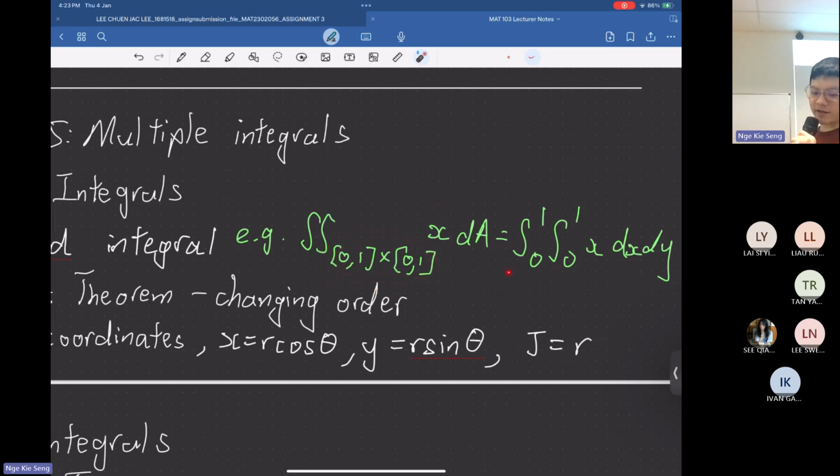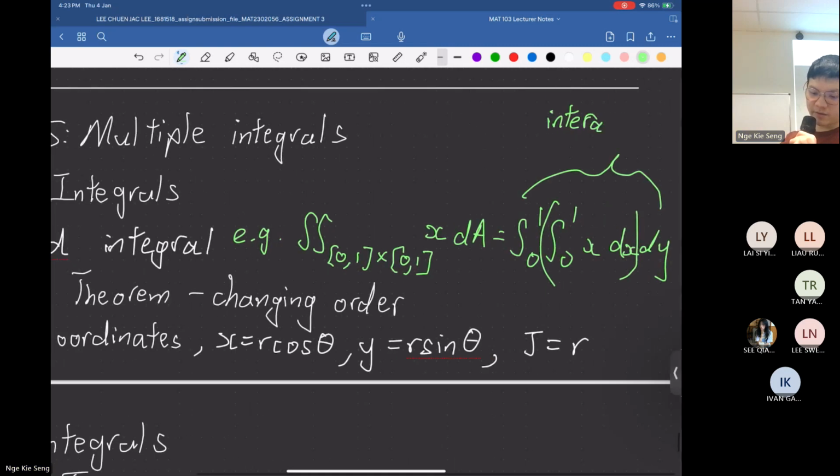So iterated integral means this kind of integral is called iterated. You know what iterated means? You do one time, do again, iterate. Yeah, sure. You do the integral inside first, and then you do the integral outside. And then you can keep doing it if you go higher dimensional. So it's iterated.